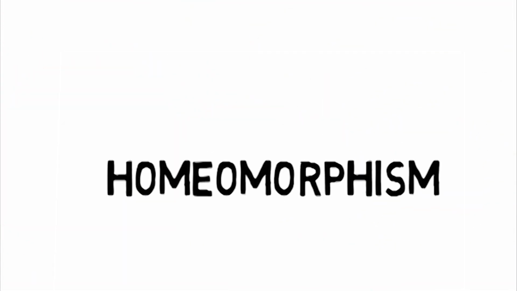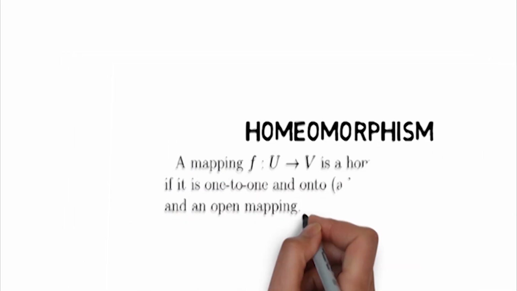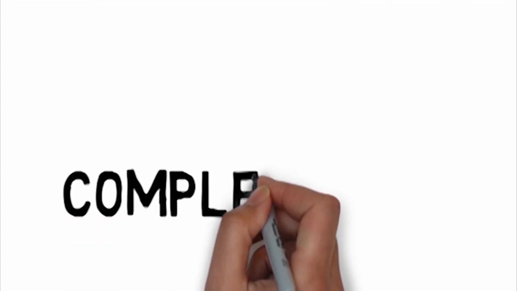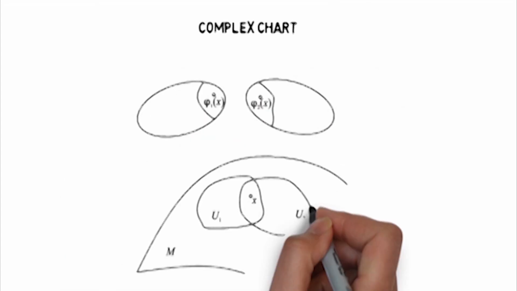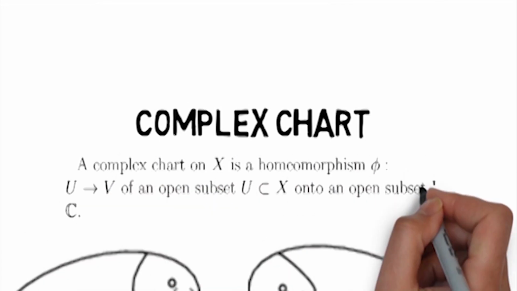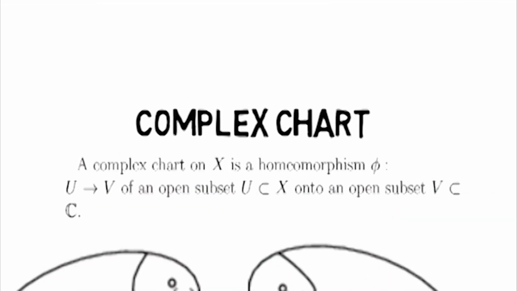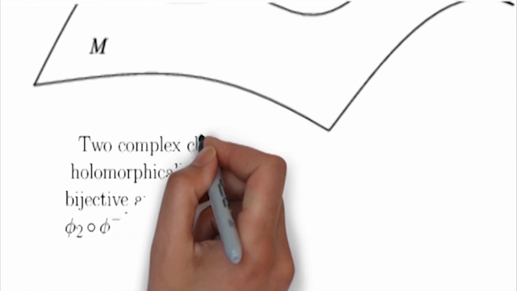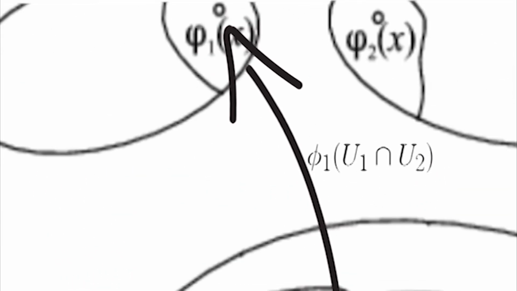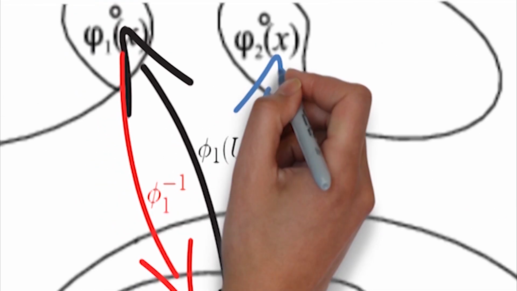That is, a continuous bijective map, or a mapping with a continuous inverse. Let's give some preliminary definitions. If X is a two-dimensional manifold, a complex chart on X is a homeomorphism phi from U onto V, of an open subset U in X onto an open subset V in the complex plane. Then two complex charts, phi 1 and phi 2, are said to be holomorphically compatible if the map phi sub 1 inverse composed with phi sub 2 is 1-to-1 and holomorphic.